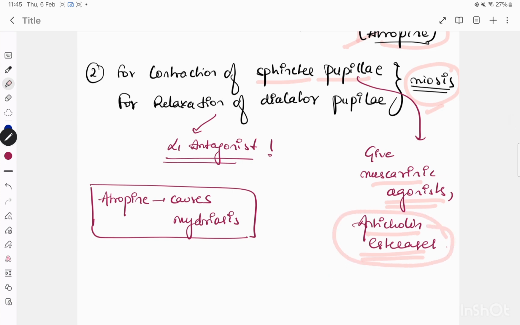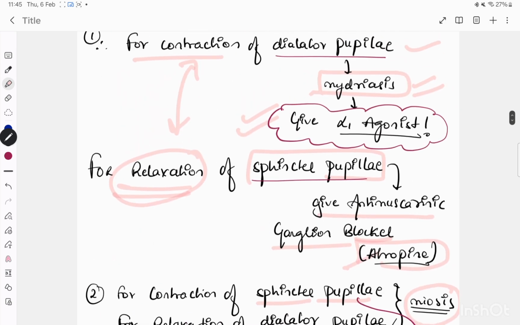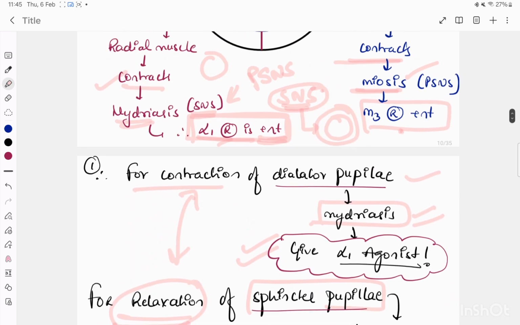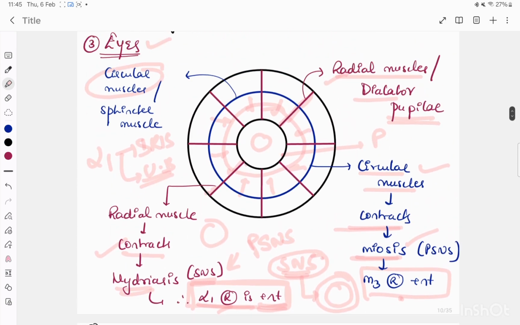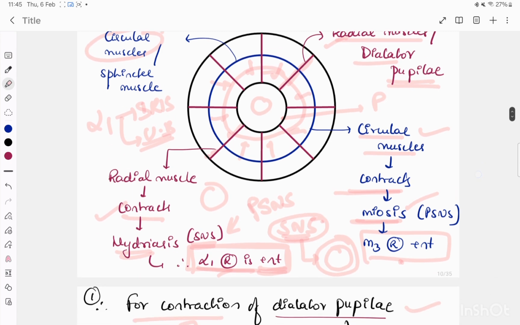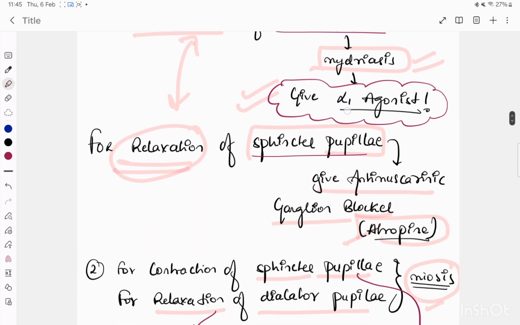Anticholinesterases are not the same as anticholinergics. Please make a note of it. And then for relaxation of dilator pupillae, I will give alpha 1 antagonists. So overall you need to remember that atropine causes mydriasis. Alright, I hope you understood this. It is very easy. If you did not understand, repeat the video and watch it again.